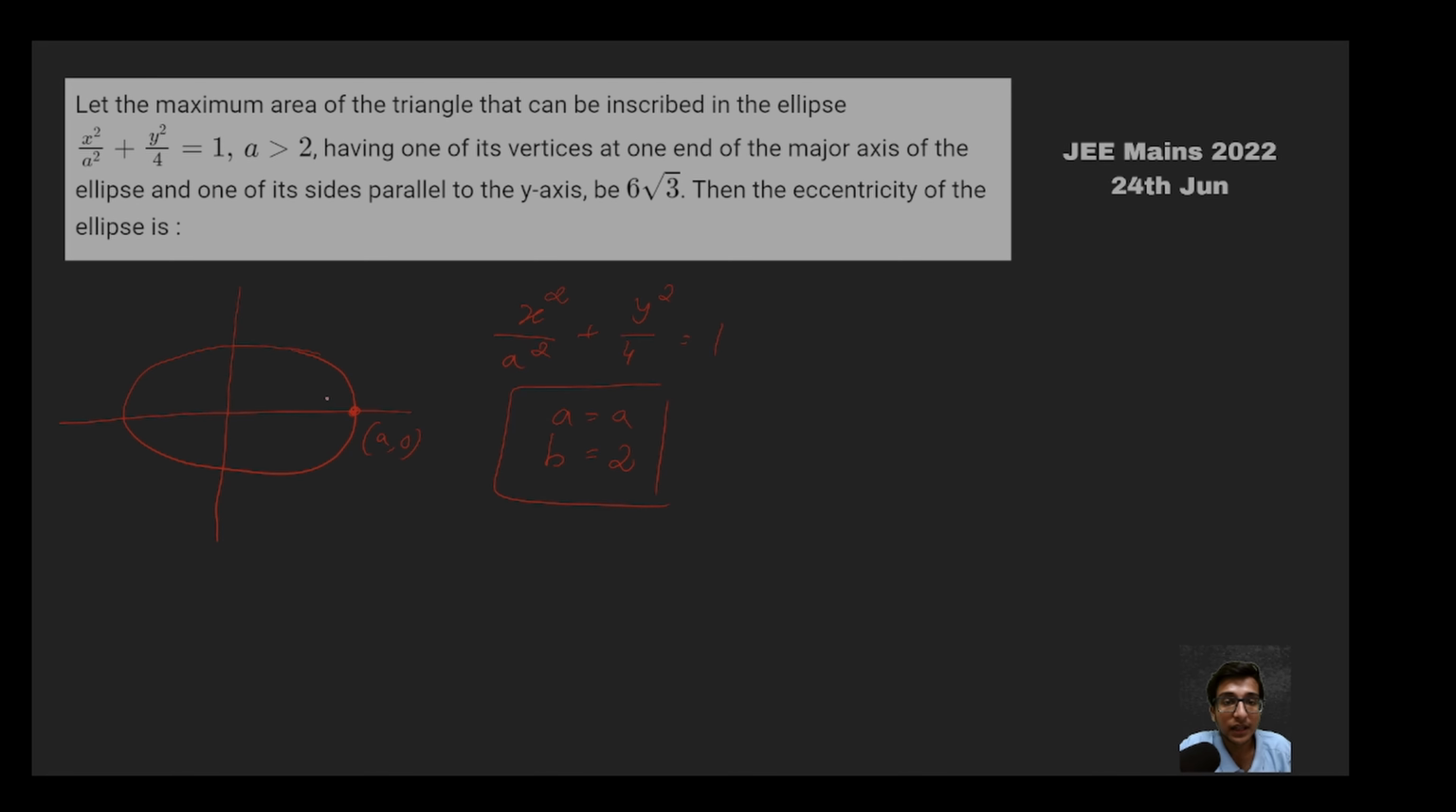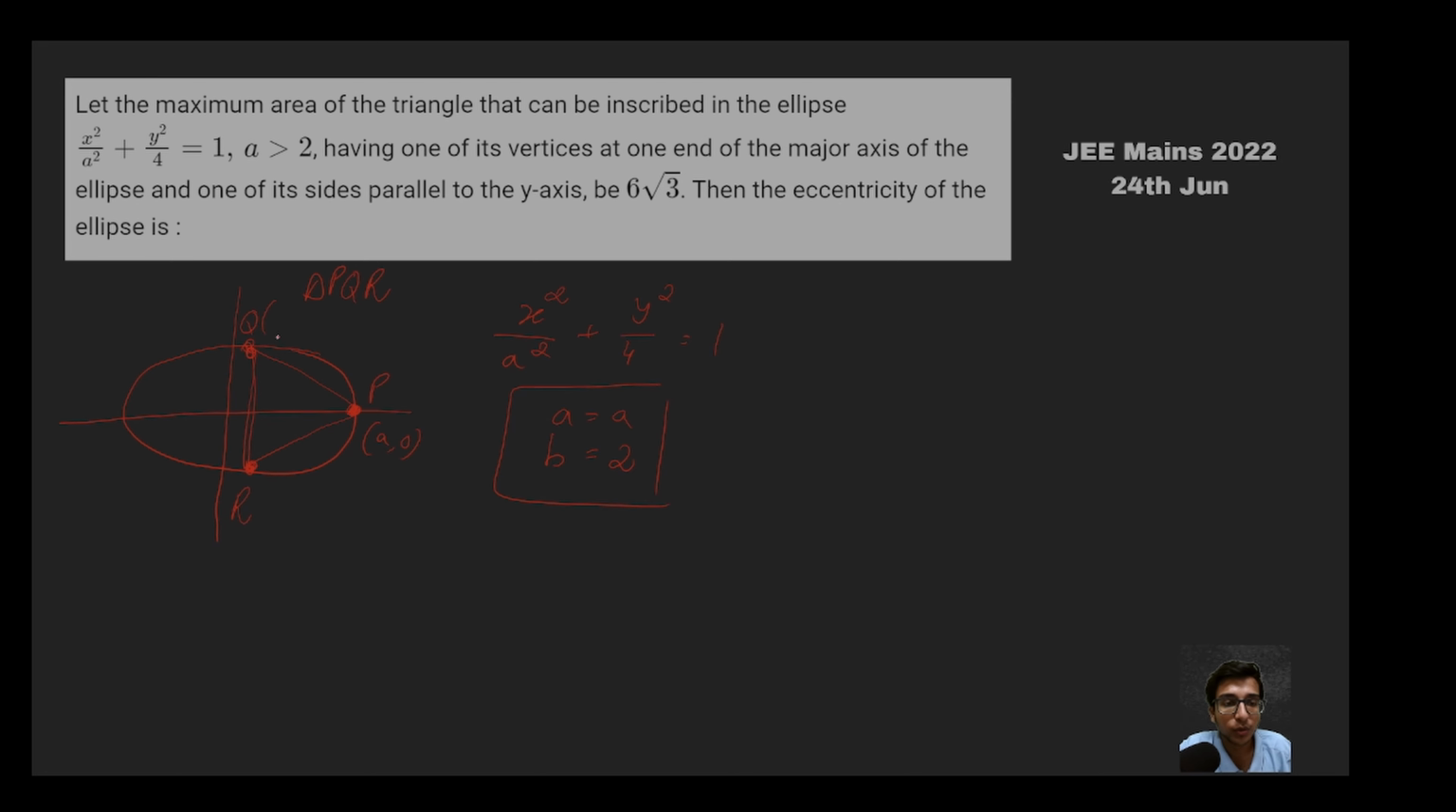Now it has been given that one of the vertices of the triangle is at the end of the major axis. That means it is here. And the other sides are parallel to the y-axis. That means they are somewhat like this. This line is of course parallel to the y-axis. Now let us assume that the triangle is PQR. This is our P point, this is our Q point, this is our R point.